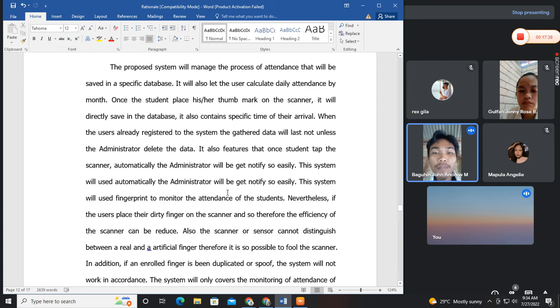The system will only cover the monitoring of attendance of the students and it does not cover any aspects of biometrics. It is not capable of viewing grades. This system is not for monitoring class schedule.